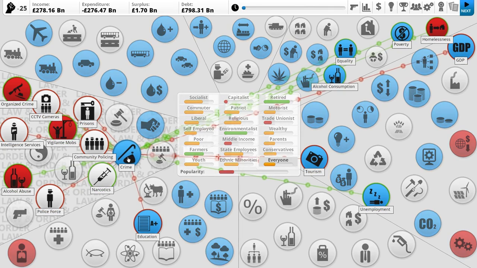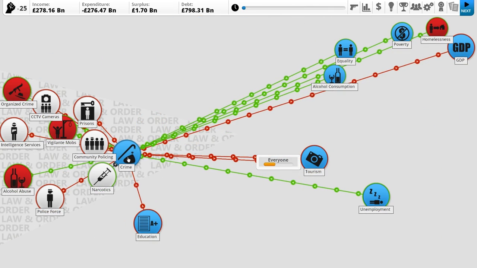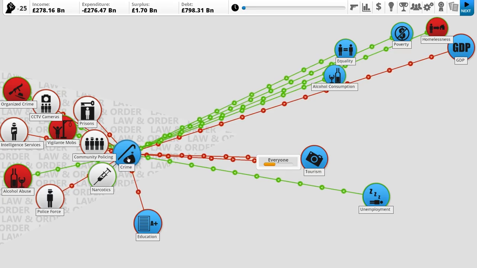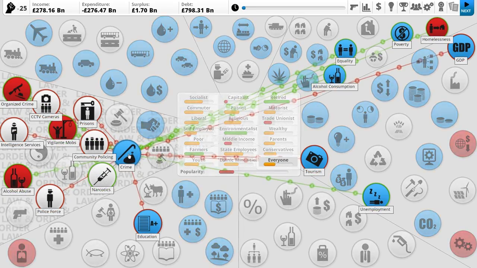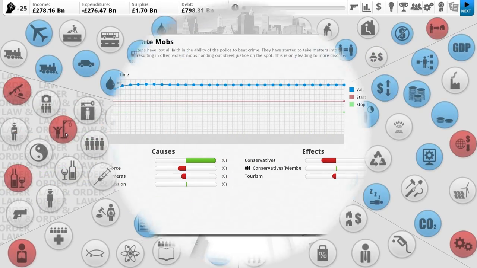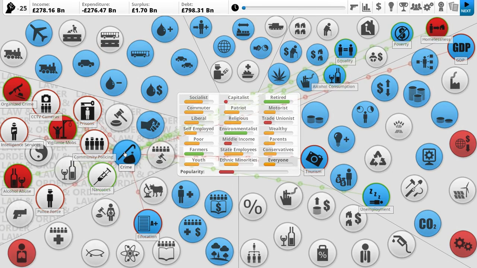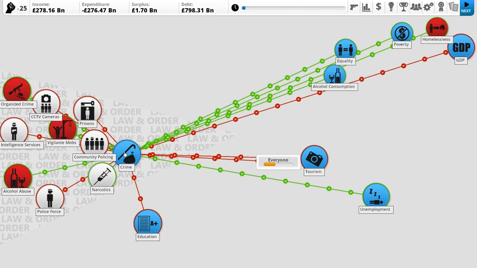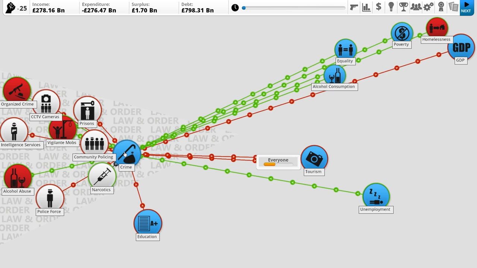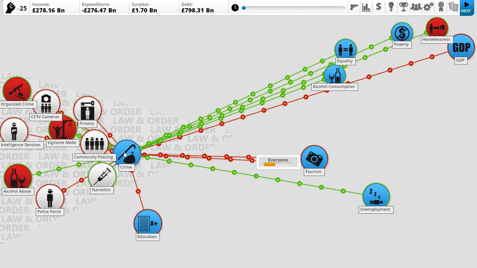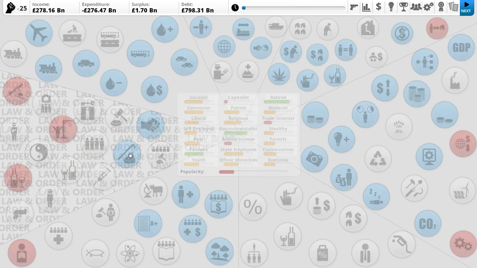So crime is something that we should try and deal with. As you can see, the speed of these arrows is showing how much it's causing as well. So the vigilante mobs are almost completely caused by crime. Okay, so we gotta drop our crime levels here. The things which are lowering crime are education, police force, intelligence services, CCTV cameras, all at about equal levels.